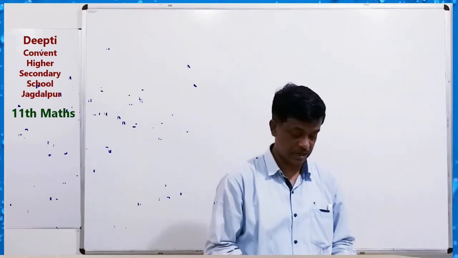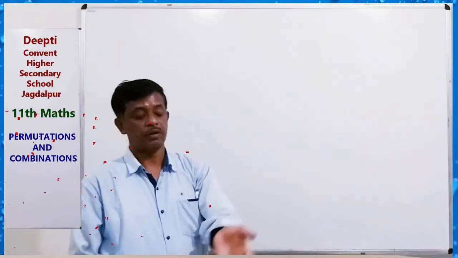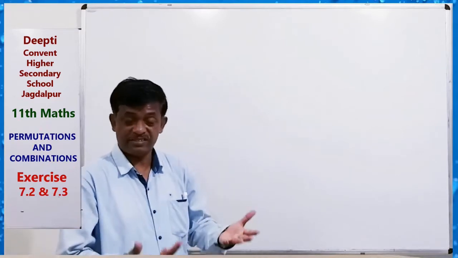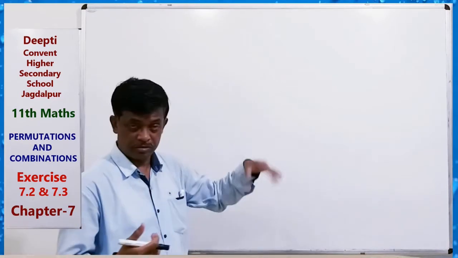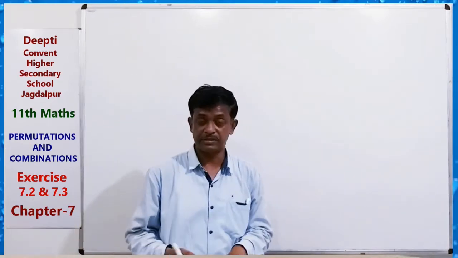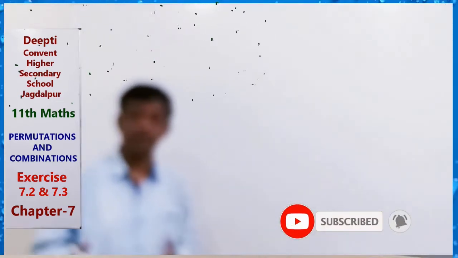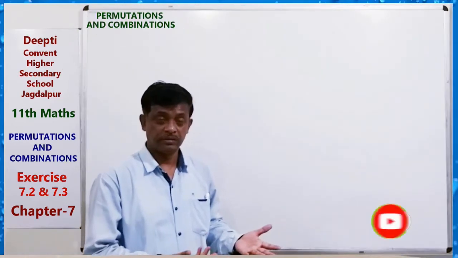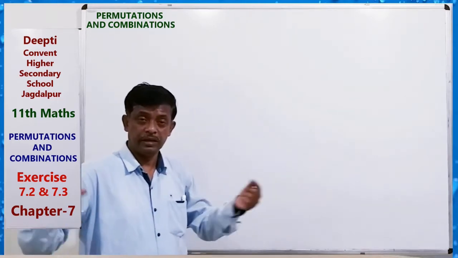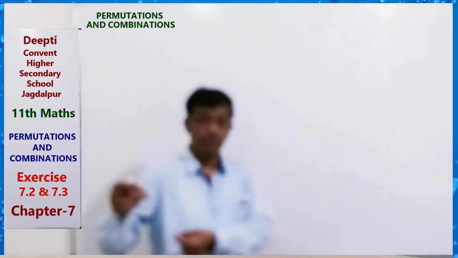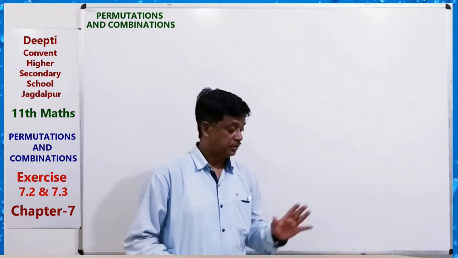Okay, just in the previous class I have already discussed the multiplication principle of counting. Events can occur followed by other events. The number of ways in which 2 or 3 or 4 events can occur can be found by the multiplication principle.